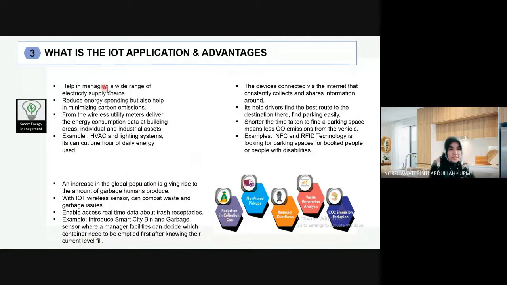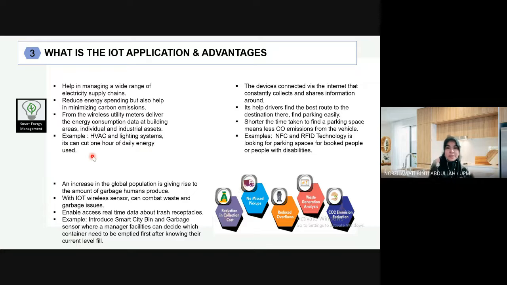Okay, smart energy management helps in managing a wide range of electricity supply chains, where it reduces energy spending but also helps in minimizing carbon emissions. Okay, wireless utility meters deliver the energy consumption data at building areas, individual and industrial assets. Okay, the example for smart energy management is HVAC and lighting system, where it can cut 1 hour of daily energy use.